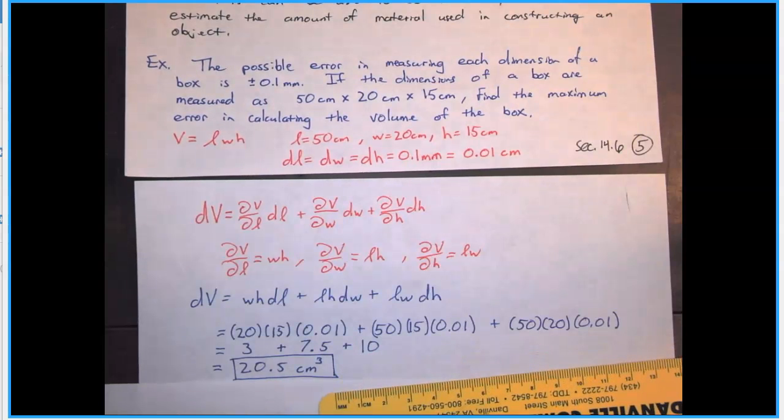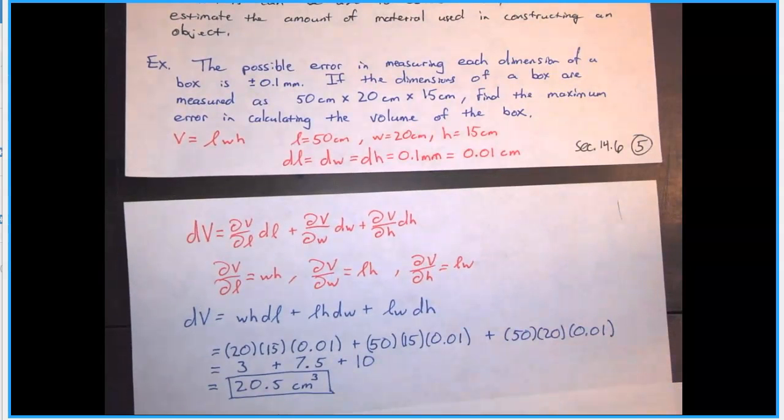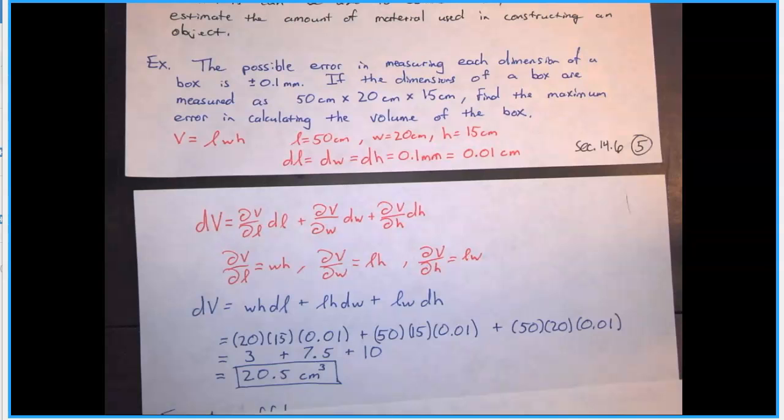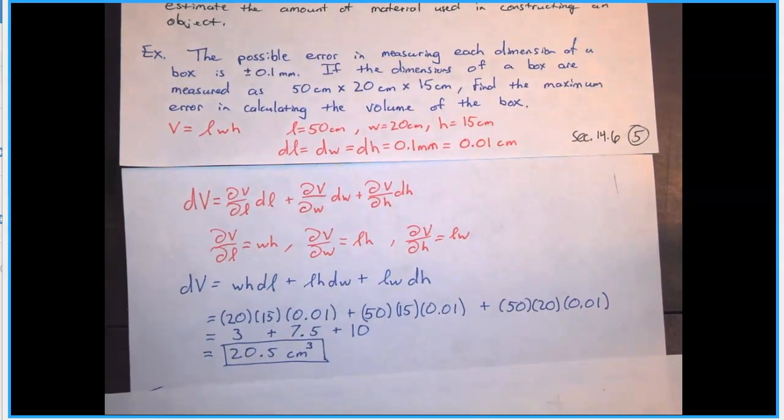Anyway, so the error that we have is smaller than the volume of that box. So I don't know, the box that's 50 by 20 by 15, it might hold a snow globe or something like that. And so the error that you have in measuring the volume is less than the volume of that smaller box. So it's not too bad. Again, it depends on context. If you're looking for more accurate measurements, maybe you need a better tool.